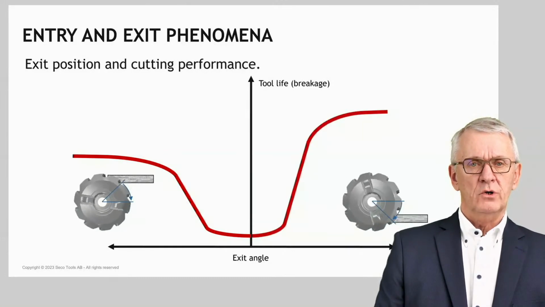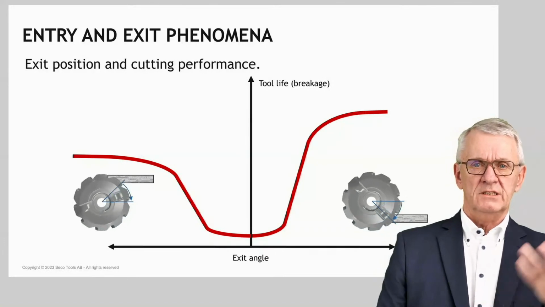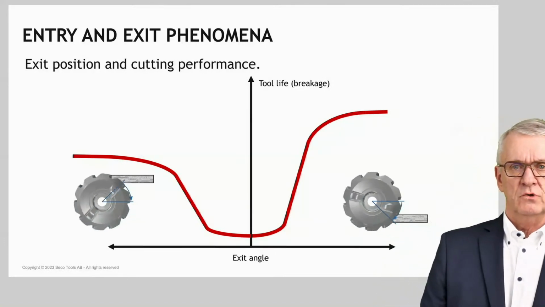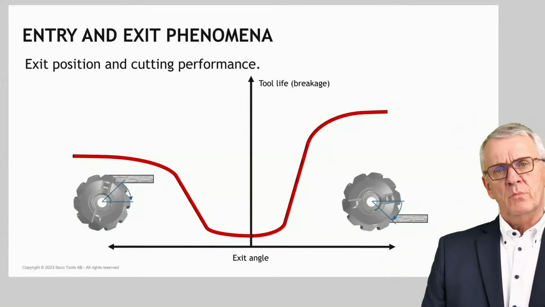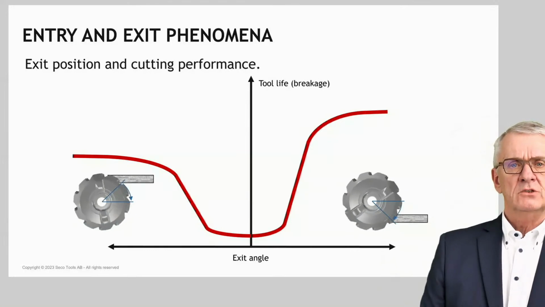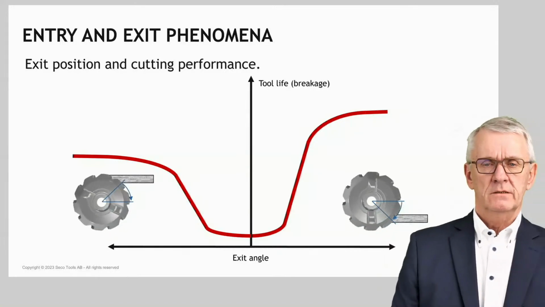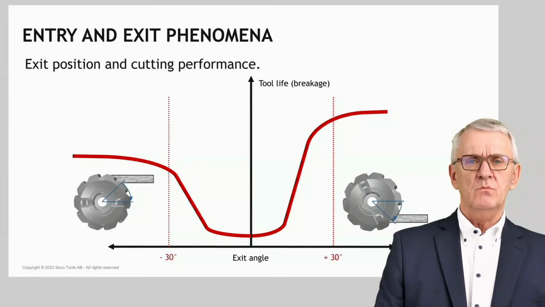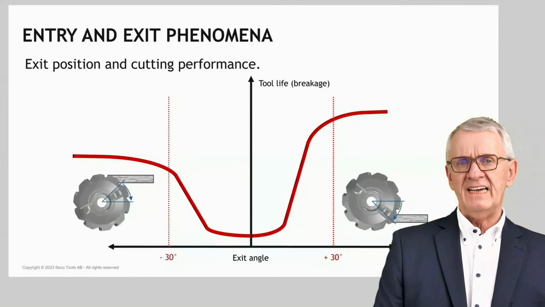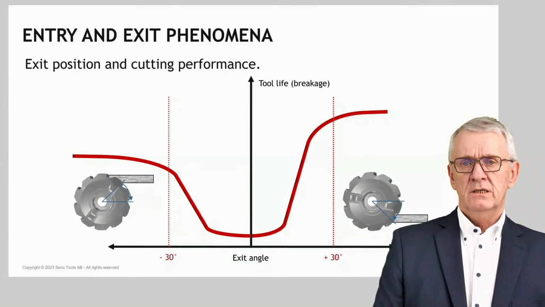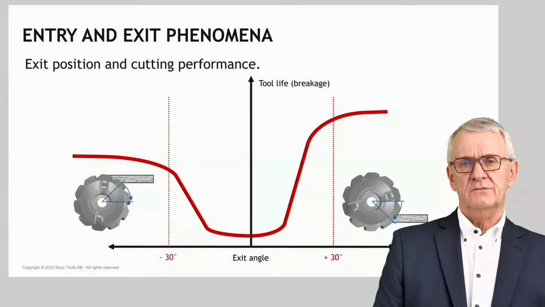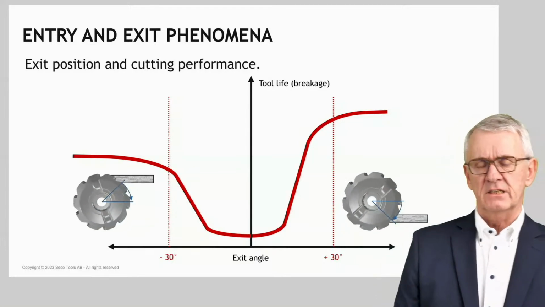And if you move the workpiece further, in this representation from upwards towards downwards, from up milling to down milling, what you see is that after a while, tool life goes up again. So it seems there is somewhere a zone of exit angles where your tool life is very negatively affected.